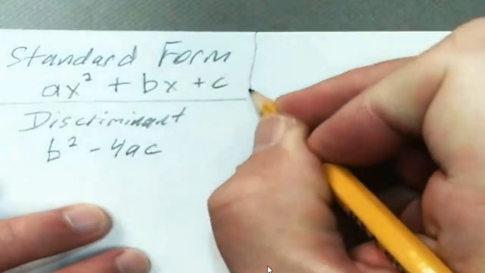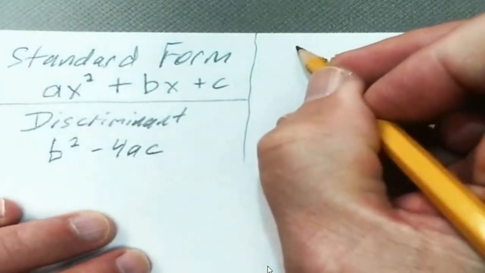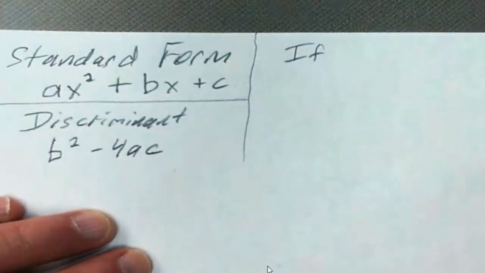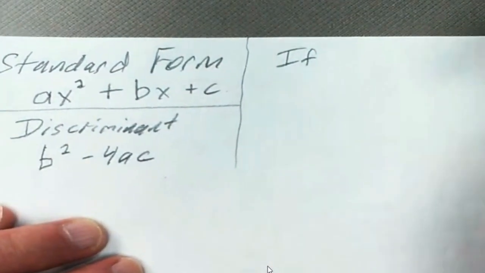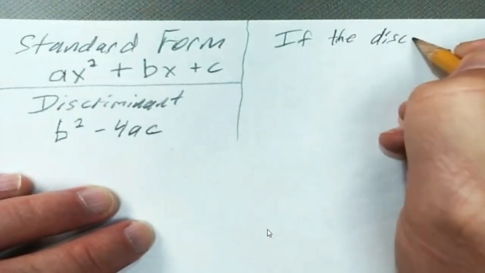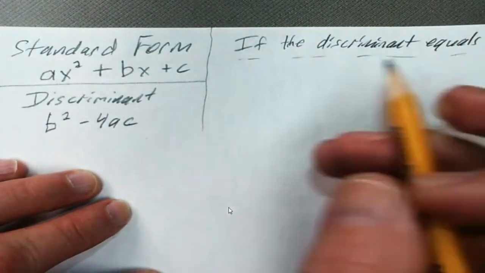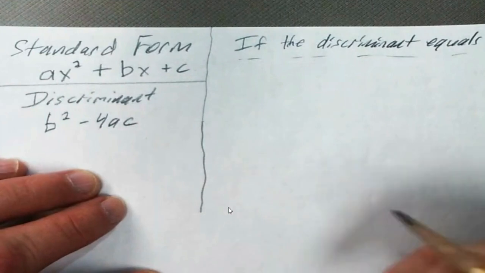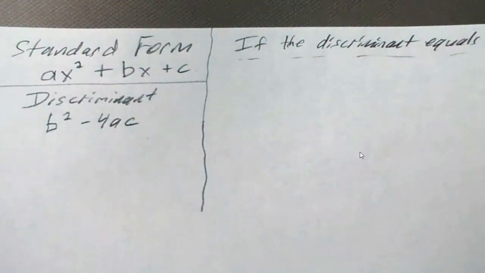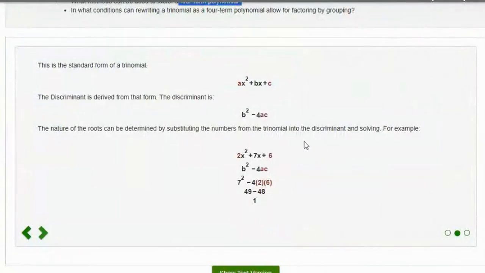So let's make a little place over here for our notes. We're going to say if the discriminant equals... and there are going to be 4 different cases of what we're looking for. Okay, so I don't want to get too far ahead of our notes in here. This does an example of how you do a discriminant right here. So let's write this example down of how we calculate a discriminant, and then we'll talk about what the solutions tell us.